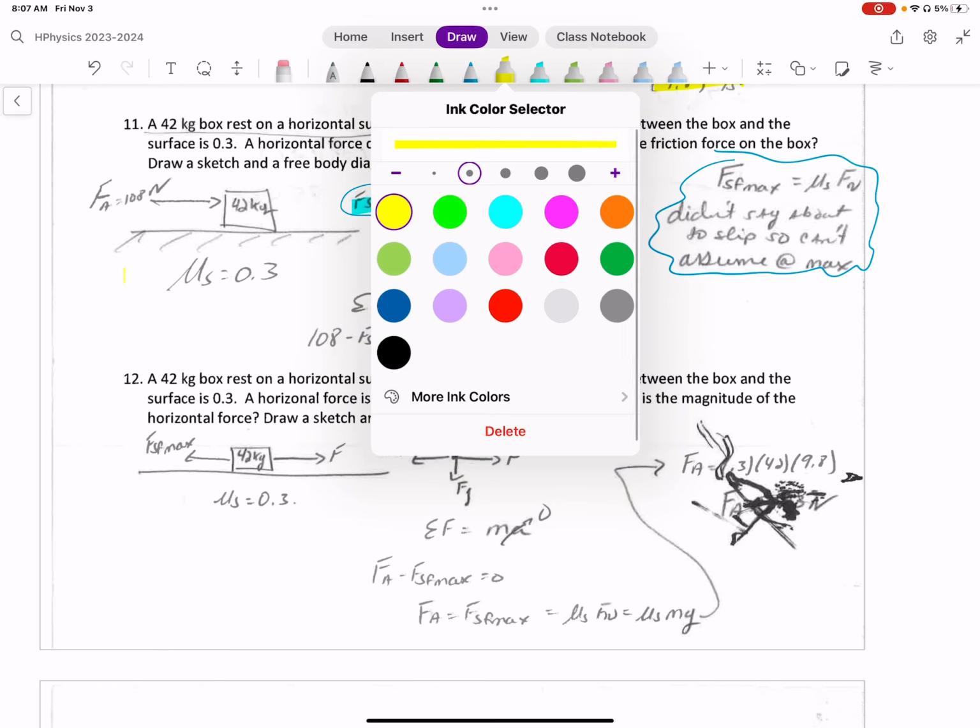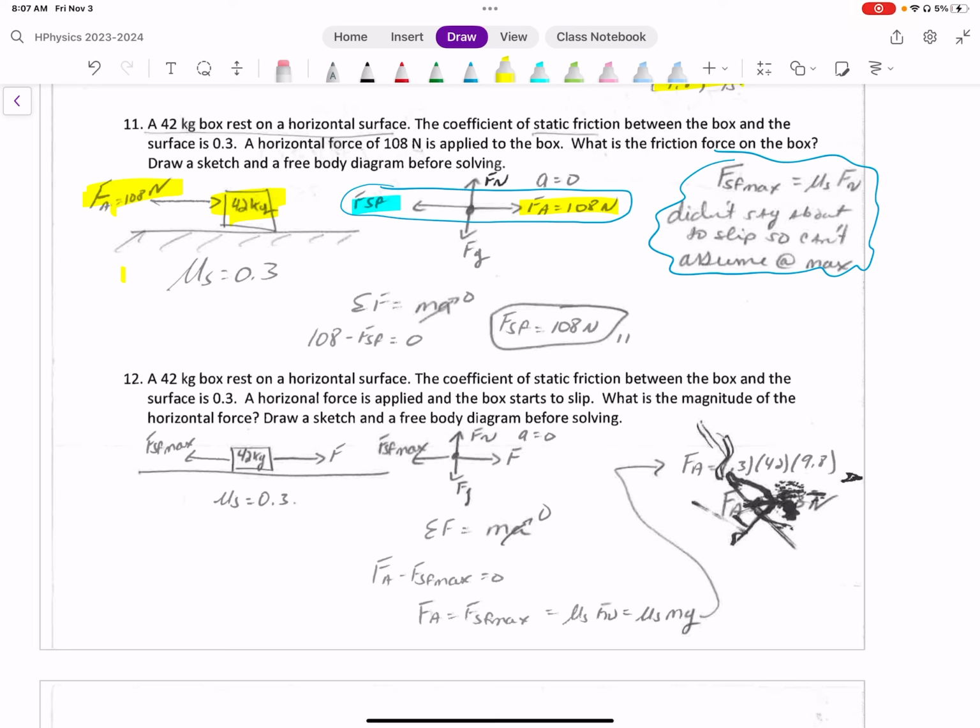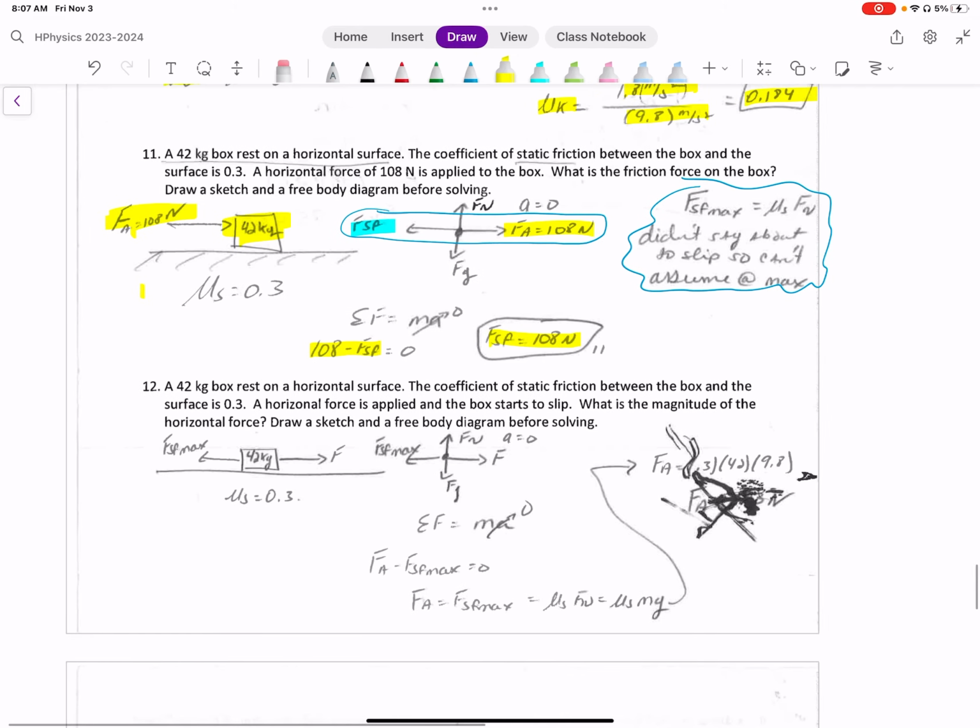Here is the picture. It is a box that's being pushed by a force. I have a free body diagram here which shows force applied to the right, force of static friction to the left. The acceleration is 0, and therefore all of the forces in the y direction have to add up to 0, and all the forces in the x direction have to add up to 0. So the only forces in the x direction are a positive 108 minus the force of static friction. If you rearrange that, you'll find force of static friction is equal to 108 newtons.